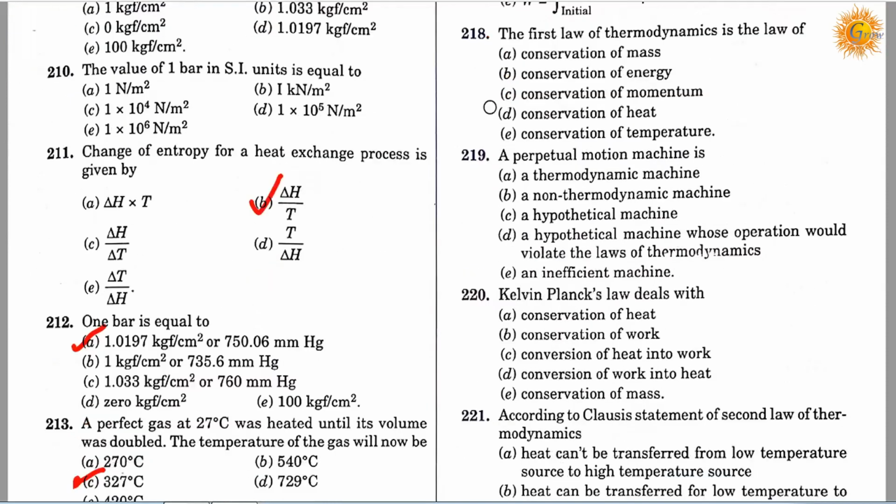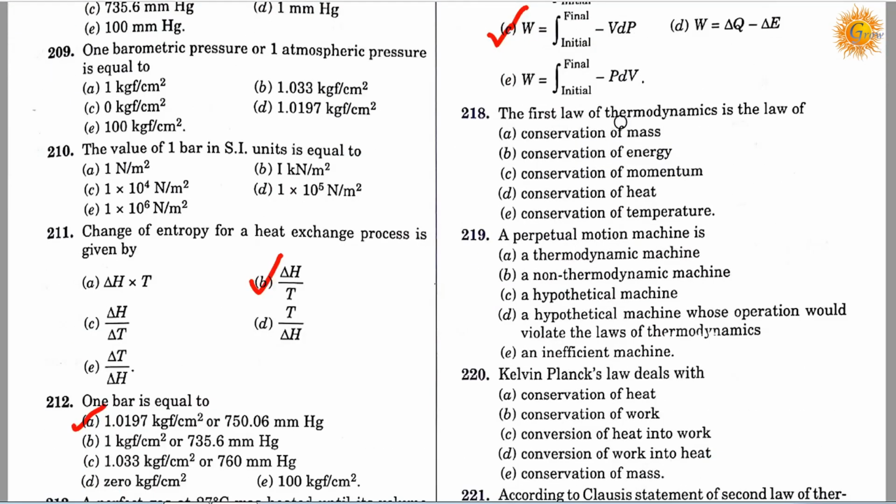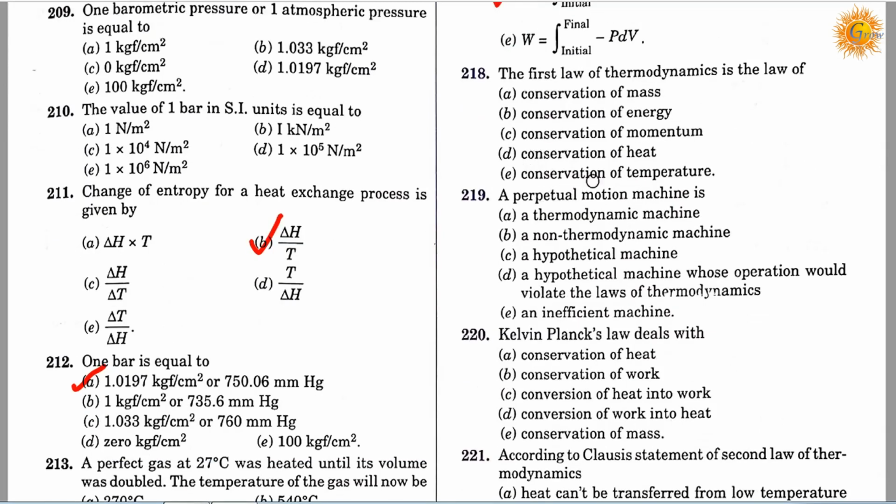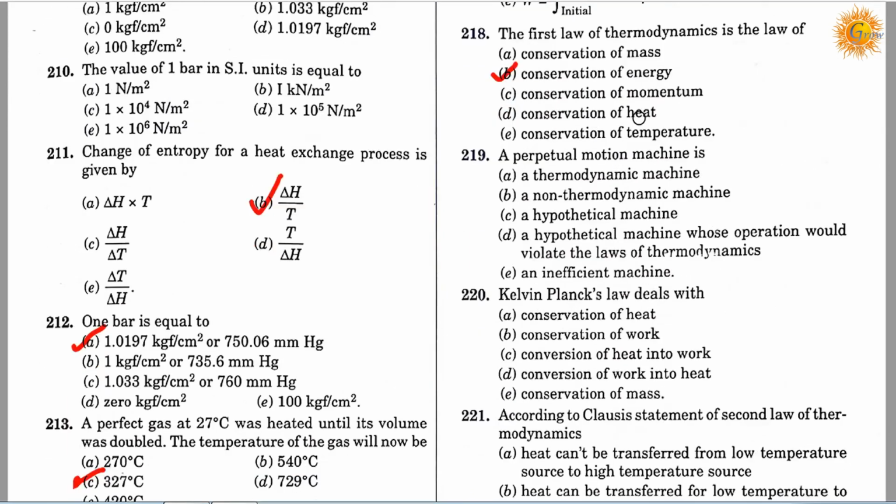Question number 218. The first law of thermodynamics is the law of: option A, conservation of mass, option B, conservation of energy, option C, conservation of momentum, option D, conservation of heat, option E, conservation of temperature. So correct answer is B. It's a conservation of energy.